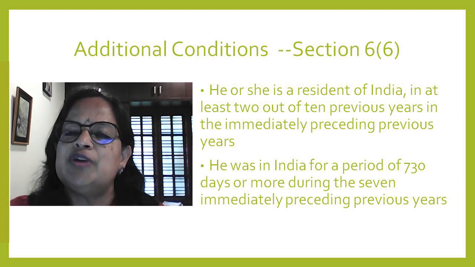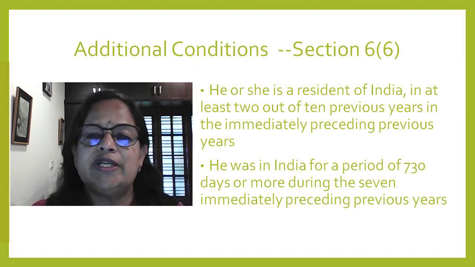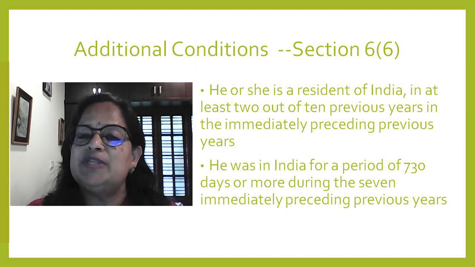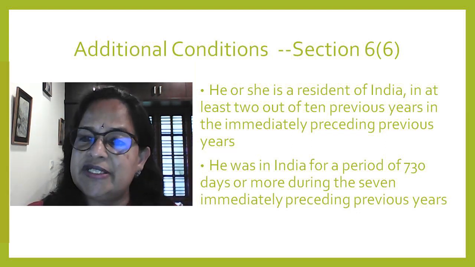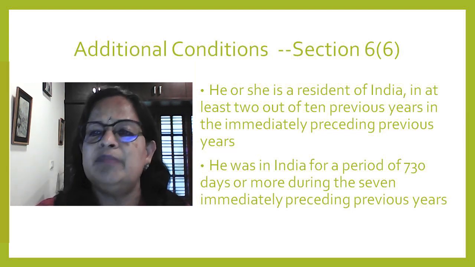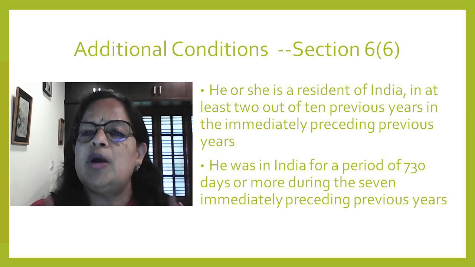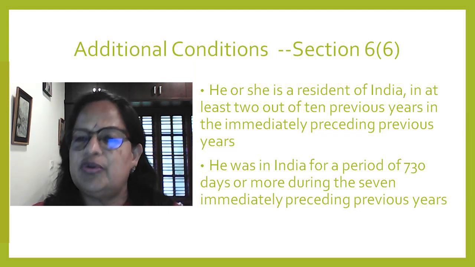Because so far we were talking about the number of days they lived in India. This condition is very, very important. Usually when we evaluate the papers, we will reduce marks if they are not writing it as resident. The category resident is different. Number of days stayed in India is different. So here you have to use the term resident. Very, very important. In at least 2 out of 10 previous years in the immediately preceding previous years. So you have to remember 2 out of 10.